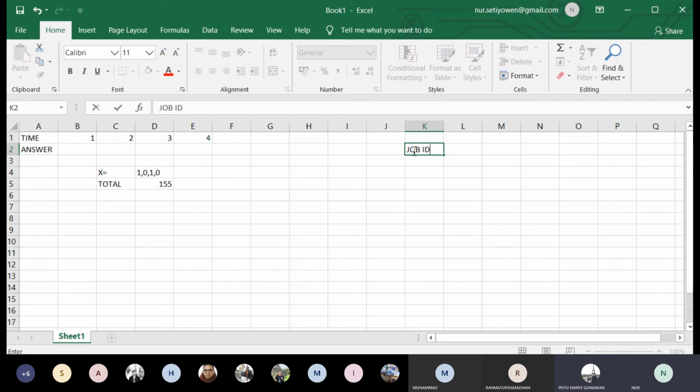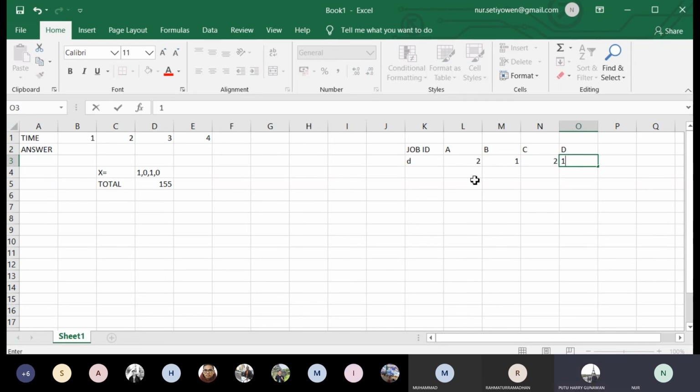Okay, next at the L is A. Big A, B, C, D. Okay, next at the job ID, you write D. Type D, small d. Then type on the right hand 2121.